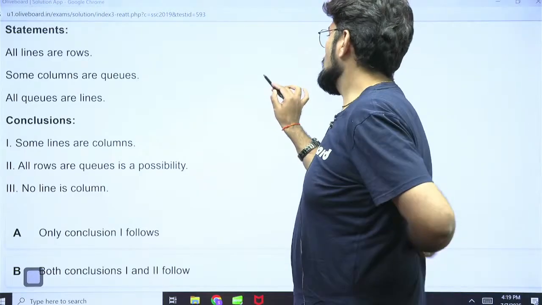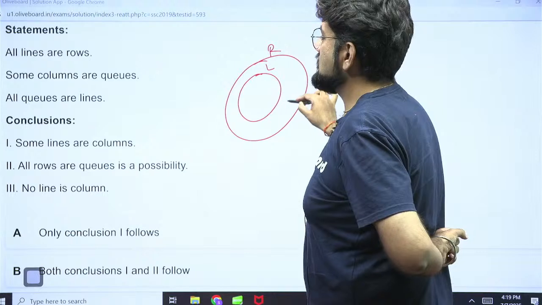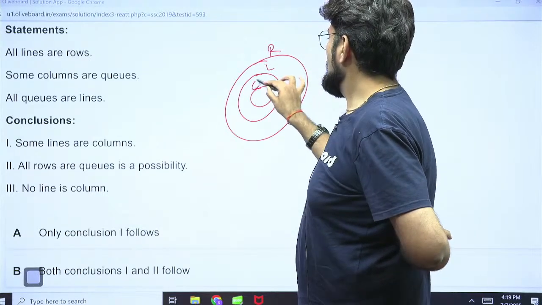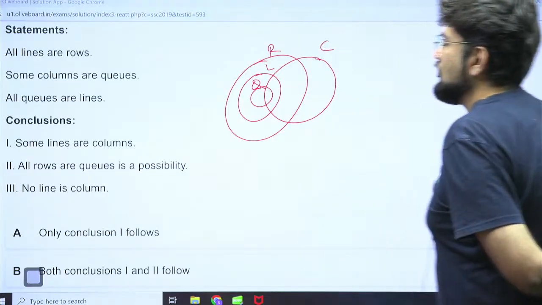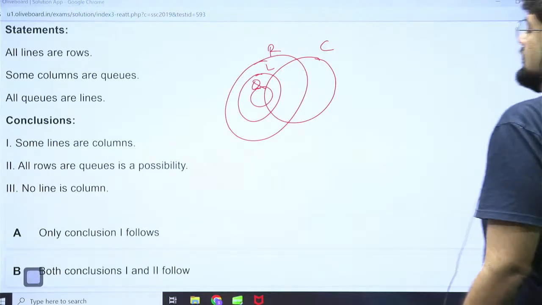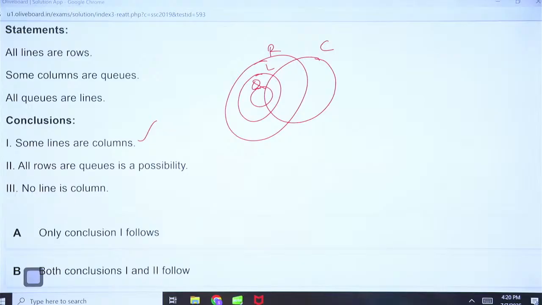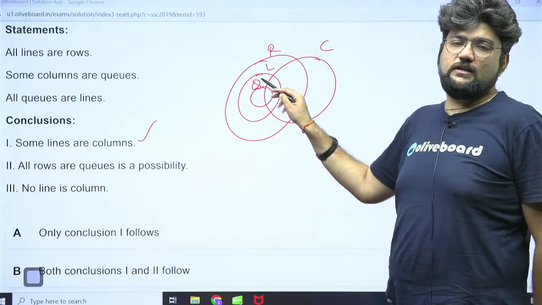Okay, all lines are rows. Some columns are queues. All queues are lines. Some columns are queues. Cool. Some lines are columns. Yes, absolutely right. Why not? They are. All rows are queues is a possibility. Yes, absolutely it is. Not a problem at all. All rows are queues is a possibility, not an issue.